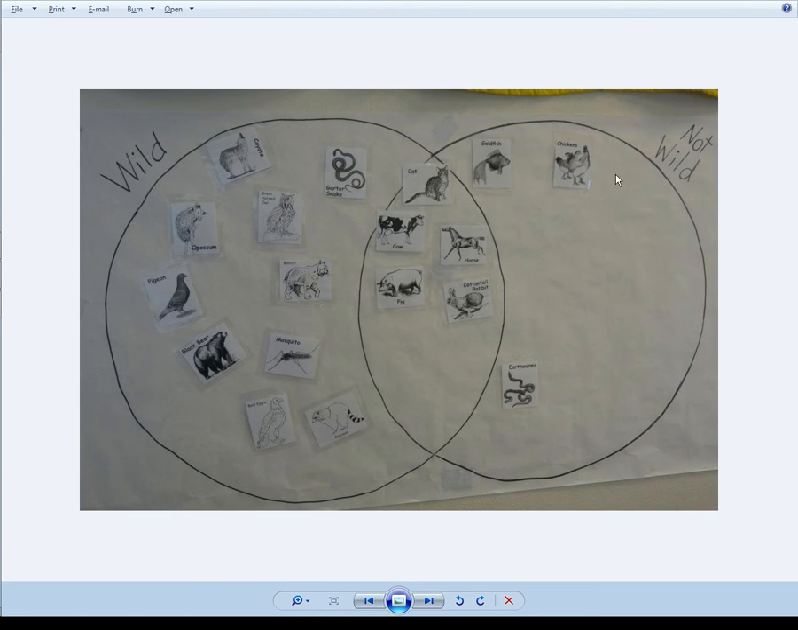The overlapping area in the middle would include animals that could be both wild and not wild. For example, the pig that is shown here might also be found in the wild in the form of a wild boar. Again, this diagram will vary with each group of children depending on their prior knowledge and experience. This can be an area of rich discussion in the classroom, as it gives the class an opportunity to define the difference between a wild animal or a not wild animal.